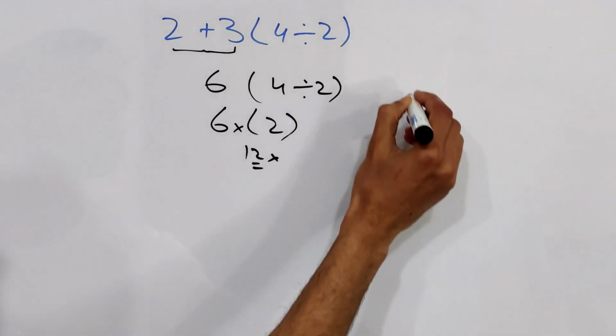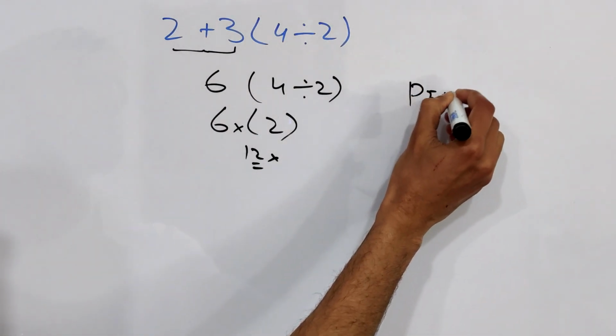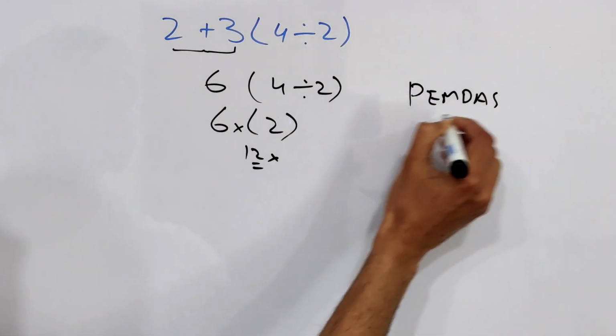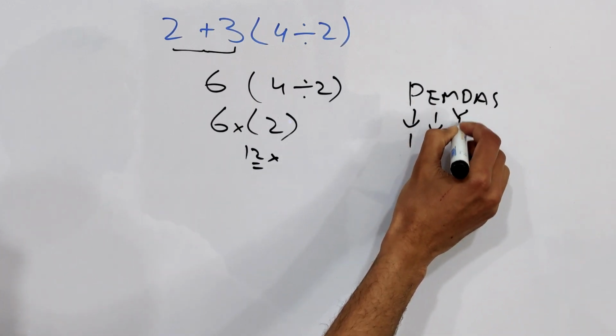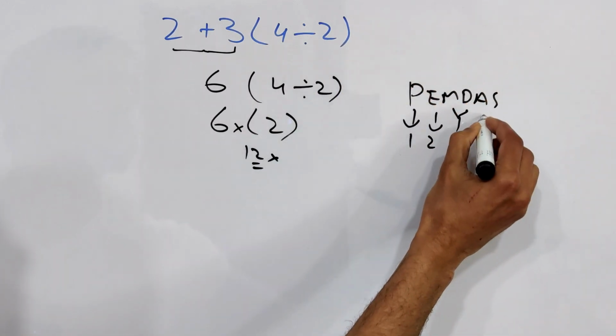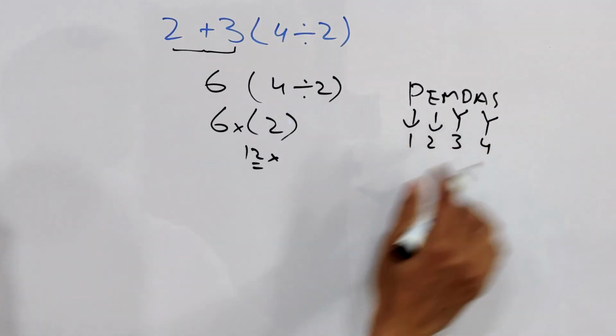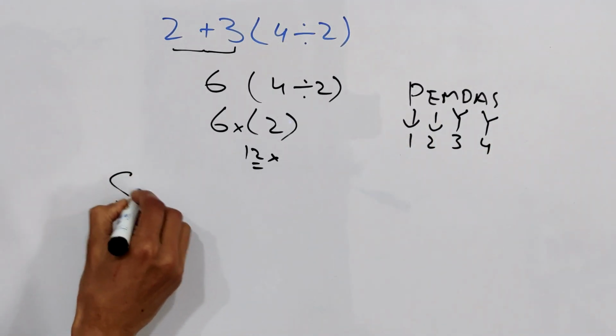We use PEMDAS. Parentheses first, right? Exponents, multiplication and division from left to right. Addition and subtraction from left to right. So solve.